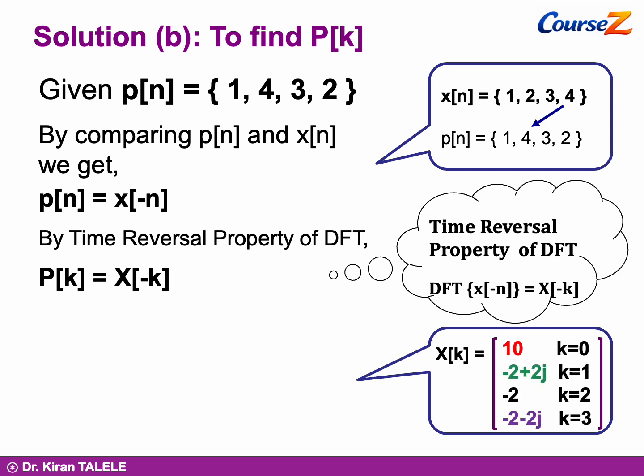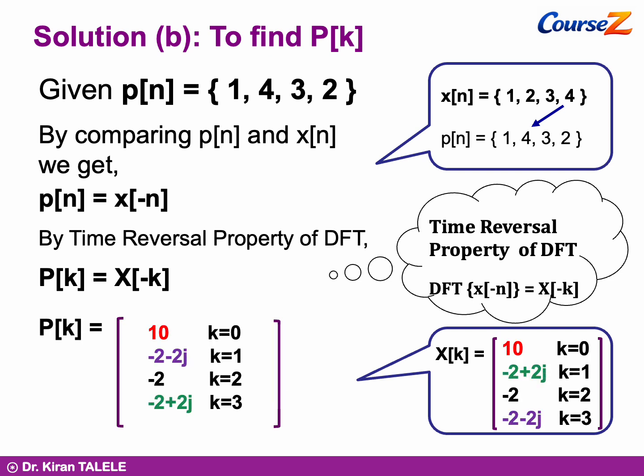X of k is already calculated. We can easily write P of k. First value as it is, and then the reverse order. The last value, minus 2j, will come at the second position. Then minus 2, then minus 2 plus 2j. This is P of k.